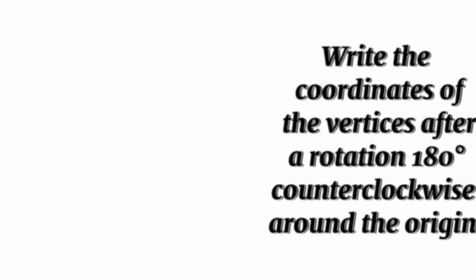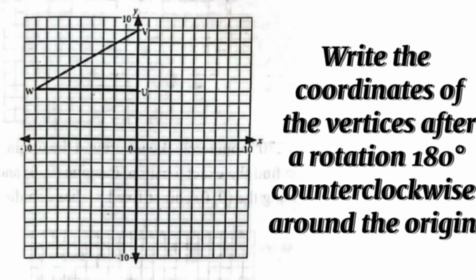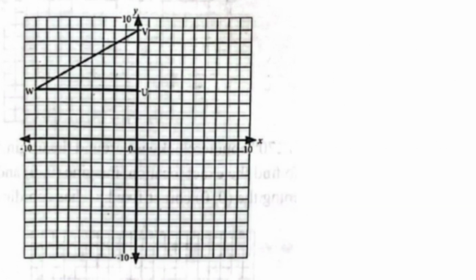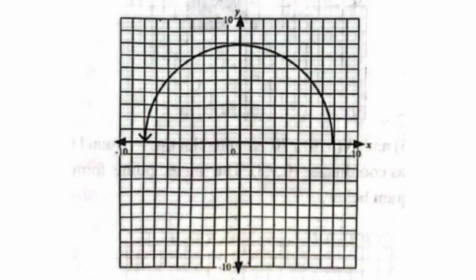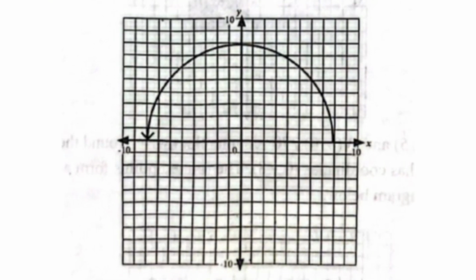Let's have another example. Find the coordinates of the vertices after a rotation of 180 degrees counterclockwise around the origin. 180 degrees is 1/2 of a full turn. The rotation will turn the triangle 1/2 of a full turn in a counterclockwise direction.